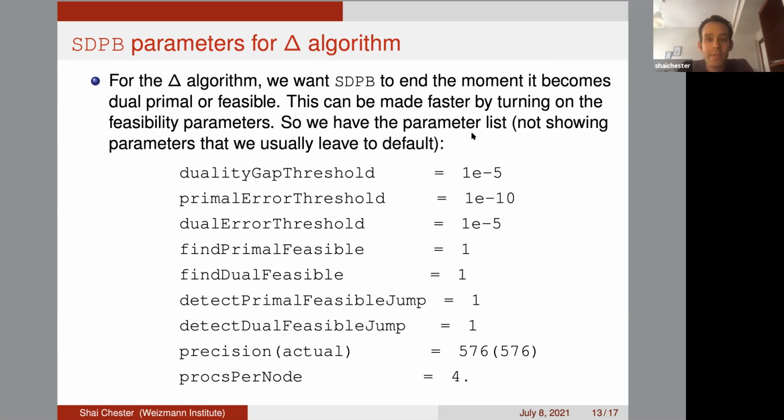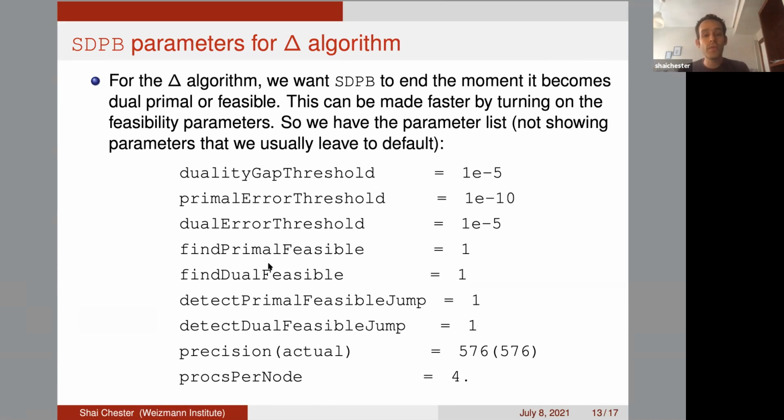So that means we have the parameter list. There's a list of parameters you have to put in when running SDPB. There are actually more parameters than I'm showing here, but the ones I don't show, you can usually just leave at their default values. The ones I'm showing are the ones you might conceivably want to change, and these are also the ones I just described. So remember, you have the duality gap threshold, the primal error threshold, and the dual error threshold. What I call the feasibility parameters are these four parameters, which I've all turned on by setting them equal to 1.